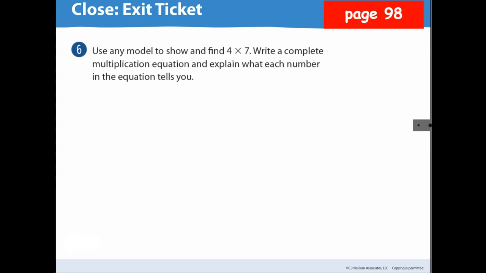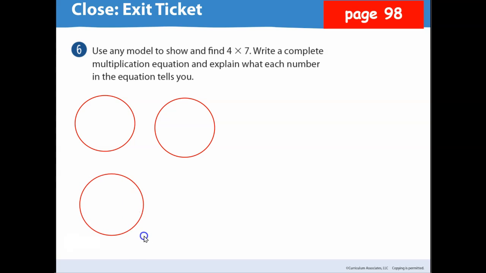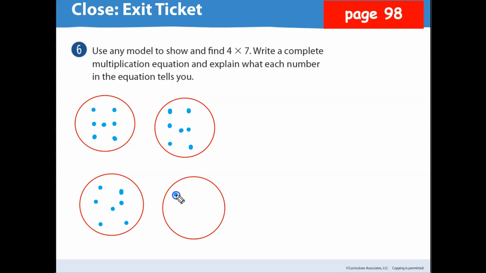It says use any model, right? So this is the first model that I'm going to use. I'm going to use what we call equal groups. The reason why I use 4 is because, with 4 times 7, the first number tells me how many groups I have, right? Then the second number tells me how many in each group, which is 7. So 1, 2, 3, 4, 5, 6, 7, and I draw 7 in each of the 4 groups. That's it.